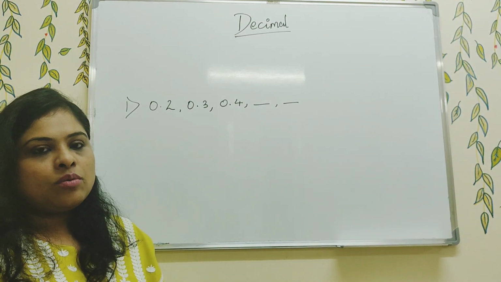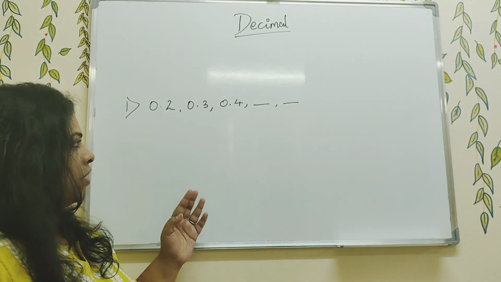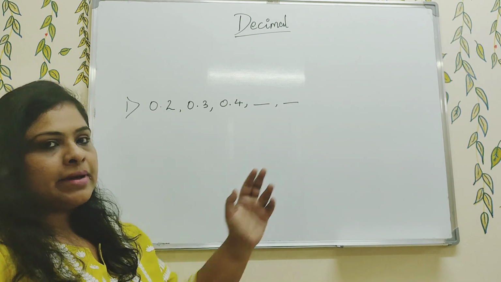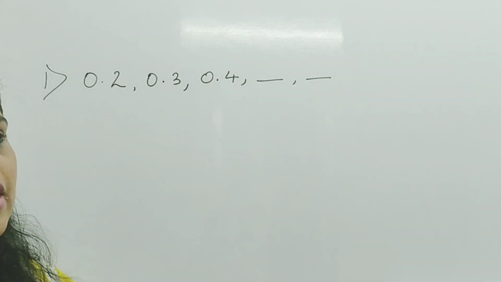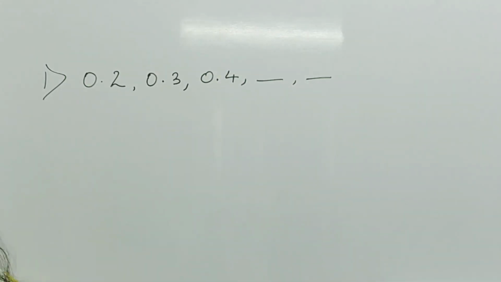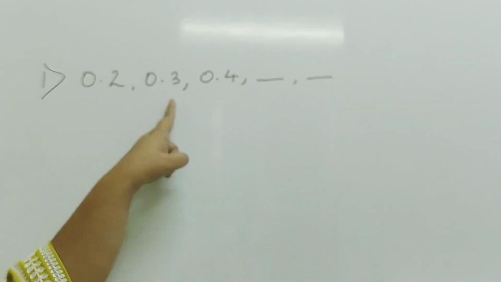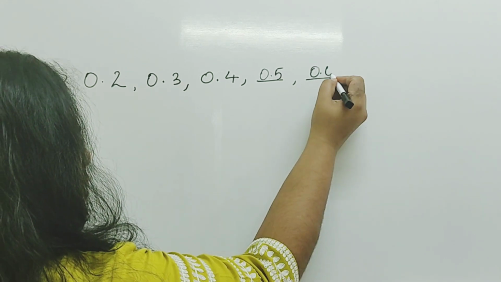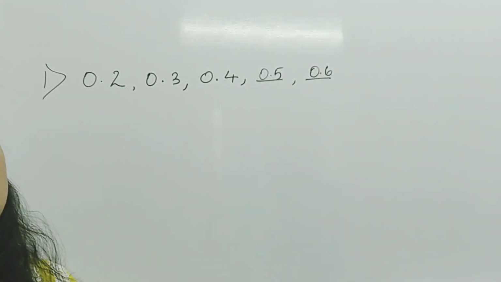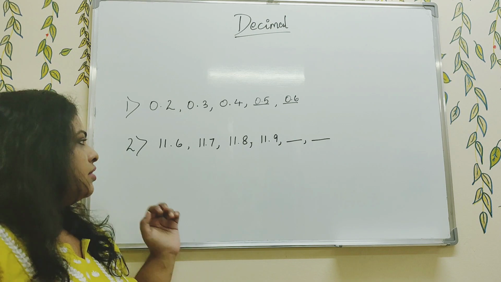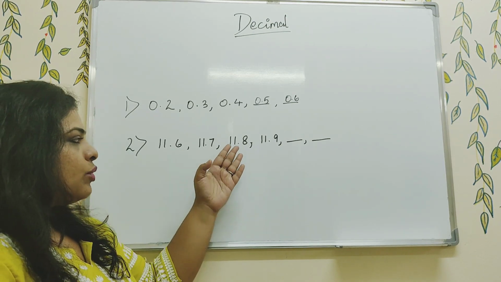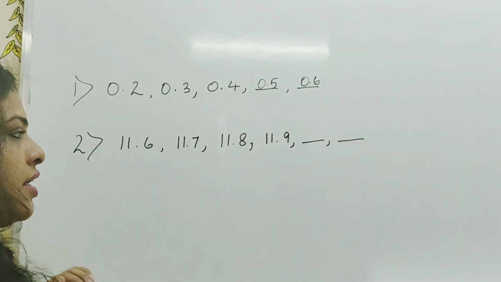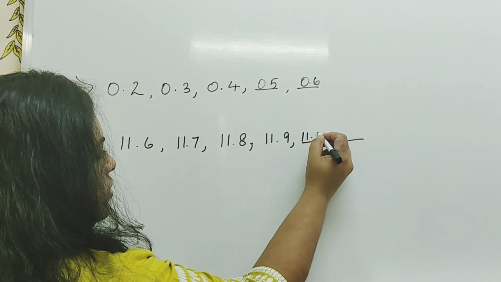Here I have given one problem: 0.2, 0.3, 0.4. What is the next number in this pattern? If you think for a while, it's very easy. It just goes in a continuous format: 0.2, 0.3, 0.4, it will be 0.5 and 0.6. This will be the pattern. I've taken another example: 11.6, 11.7, 11.8, 11.9. Which will be the next decimal number in this pattern? It will be 11.10, 11.11.